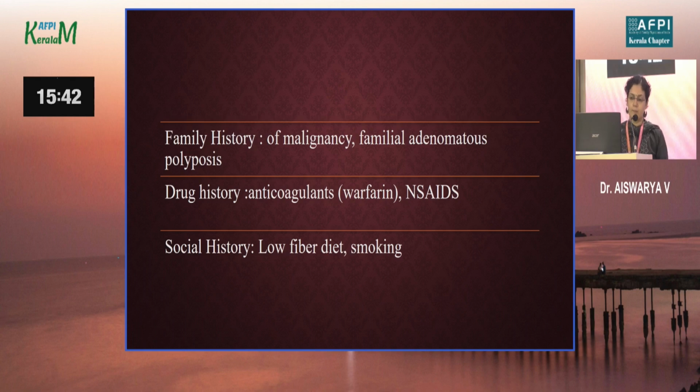So history is very important. Family history is also equally important: family history of malignancy or familial adenomatous polyposis. Then drug history, we have to take a detailed drug history, whether the patient is taking anticoagulants like warfarin, or use of NSAIDs. And social history, whether the patient is taking a low fiber diet, whether there is history of smoking, etc.